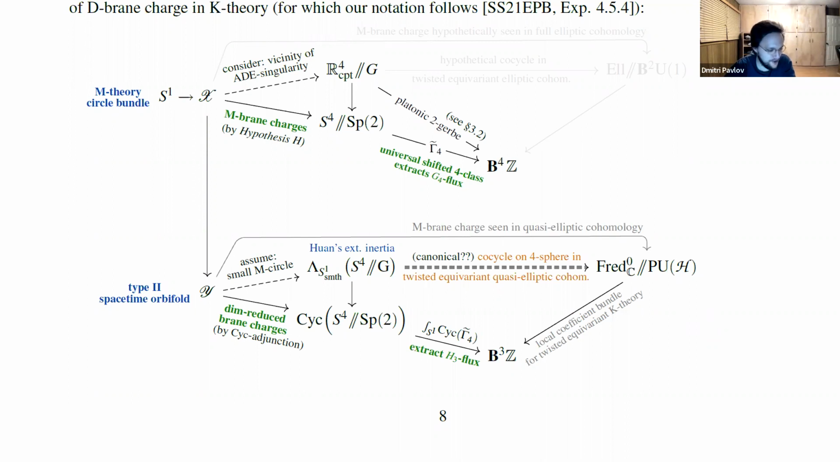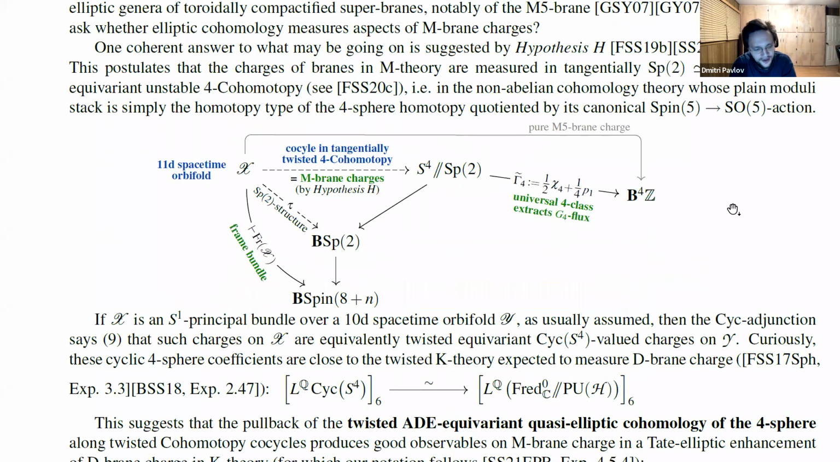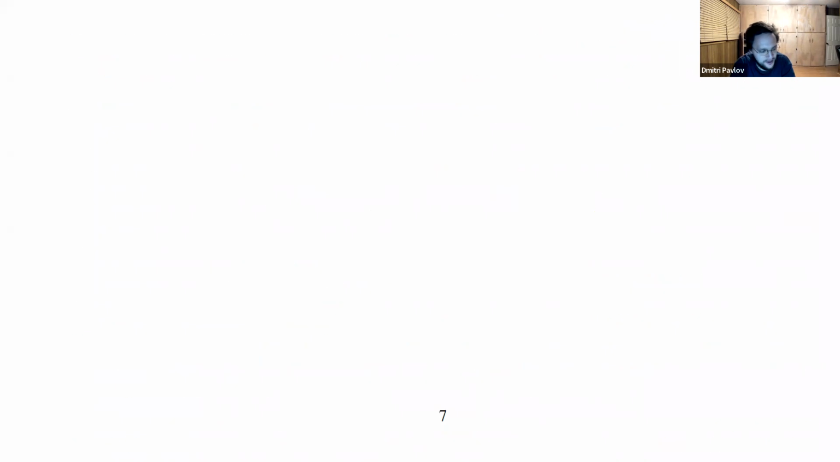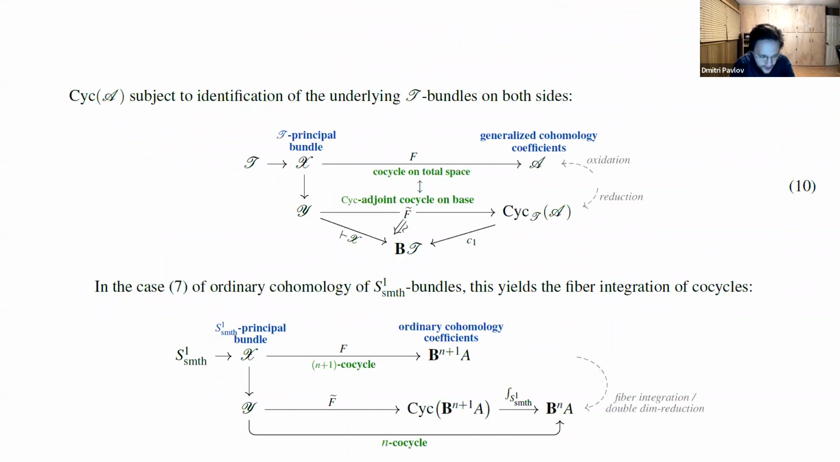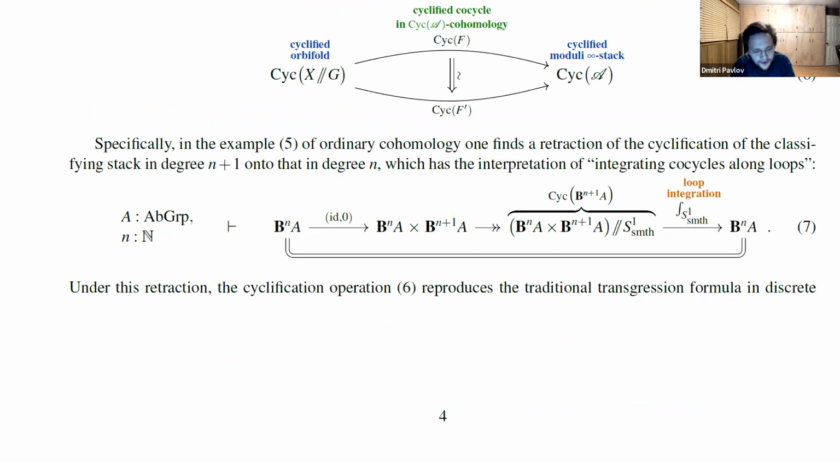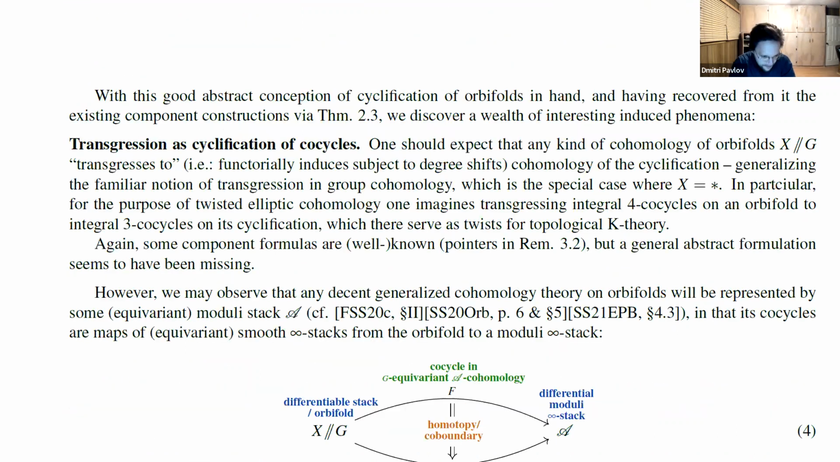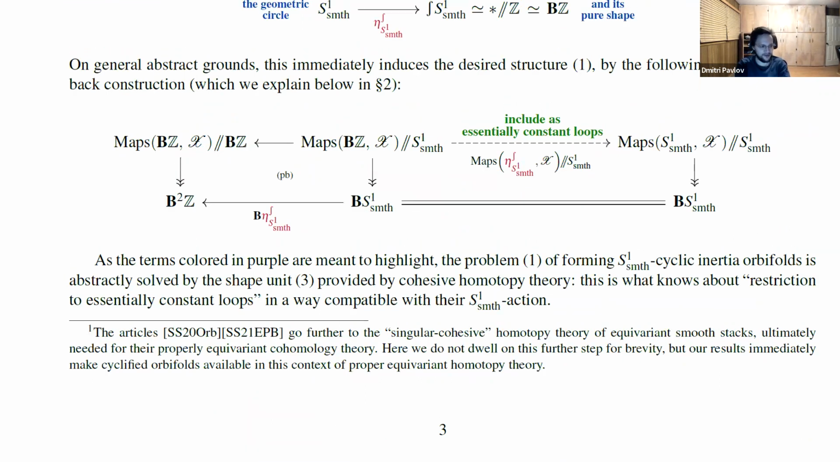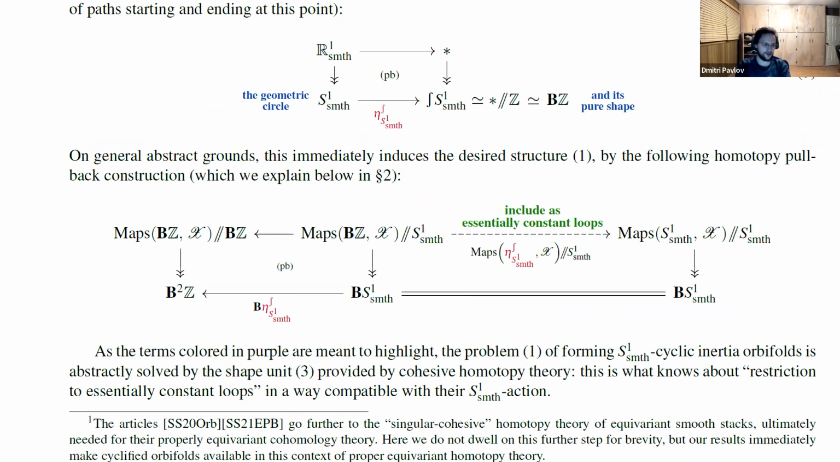I was just curious, when you define the cyclification construction, you use a shape map which sends a circle to BZ, and that circle, in terms of principal Z bundles, picks a cohomology class, the non-trivial cohomology class for the circle, in the integer cohomology. Would anything change if you pick the other, so to say, generator for the cohomology group?